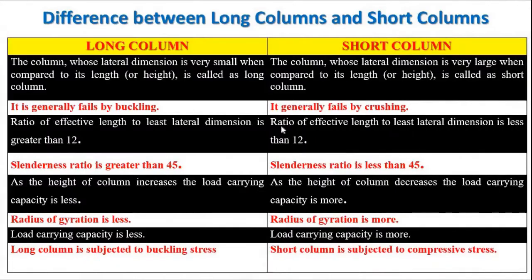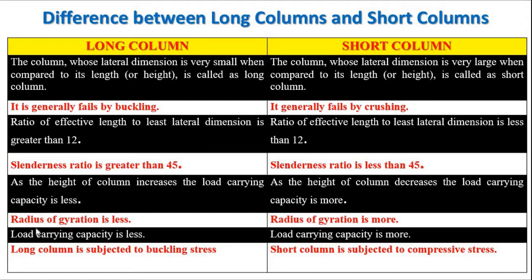Long column: the column whose lateral dimension is very small when compared to length. In short column, the column whose lateral dimension is very large when compared to its length or height. A long column generally fails by buckling, and a short column generally fails by crushing. In a long column, the ratio of effective length to least lateral dimension is greater than 12, and in a short column it is less than 12. In a long column, the slenderness ratio is greater than 45, and in a short column, the slenderness ratio is less than 45.